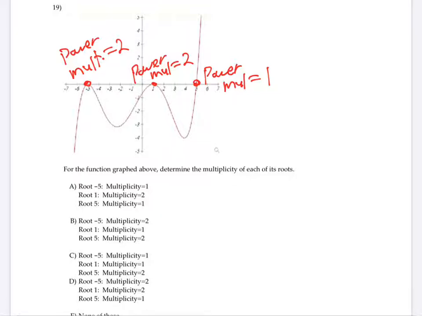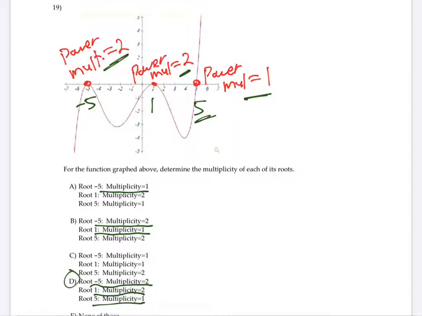Okay, and this is at what? Negative 5, this one's at positive 1, this one's at positive 5. So at negative 5, multiplicity 2. At positive 1, multiplicity 2 also. Negative 5, multiplicity 2, at 1, multiplicity 2, and at 5, multiplicity 1. There it is, D on that one. So that multiplicity is the power. It's the same thing as the power that would be on the term if we wrote it out as a polynomial function.